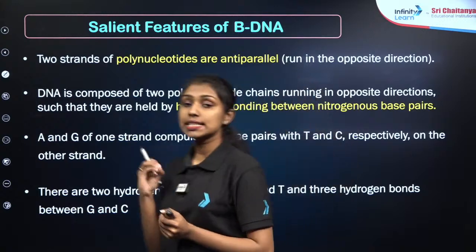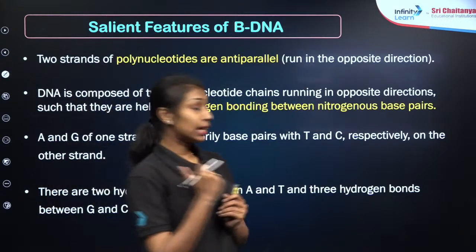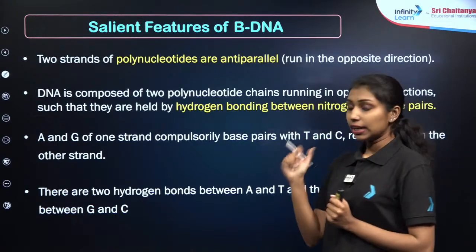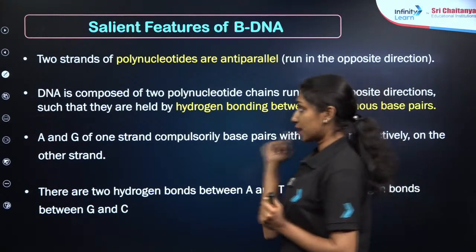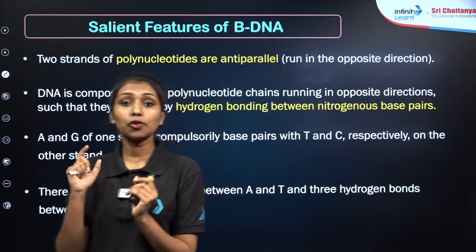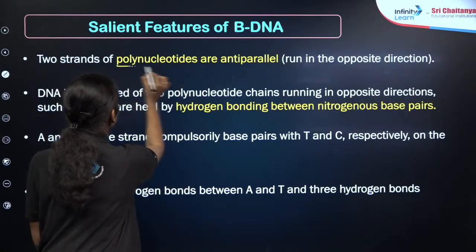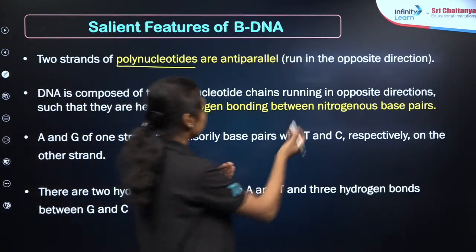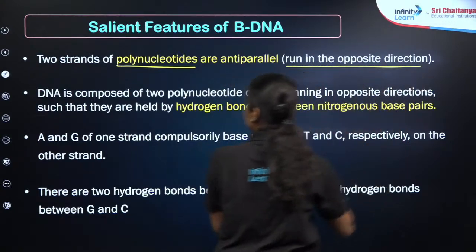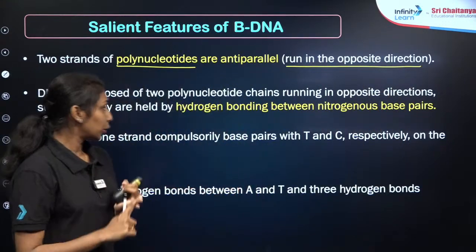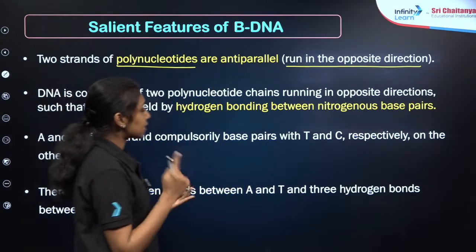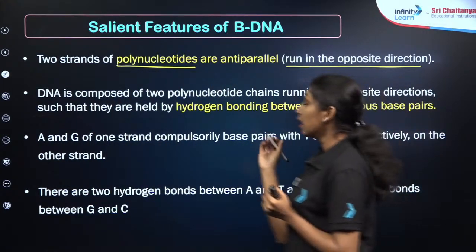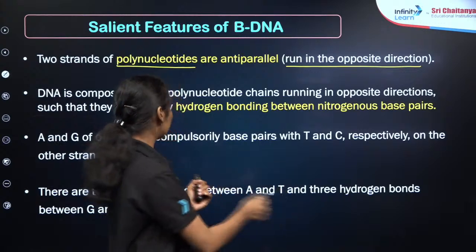Let's see what the features of the B form of DNA, or the double helical structure of DNA, are. In the case of DNA, there are two strands present. These two strands of polynucleotides are anti-parallel, which means that they run in opposite directions. The DNA is composed of two polynucleotide chains running in opposite directions, held together by hydrogen bonding.